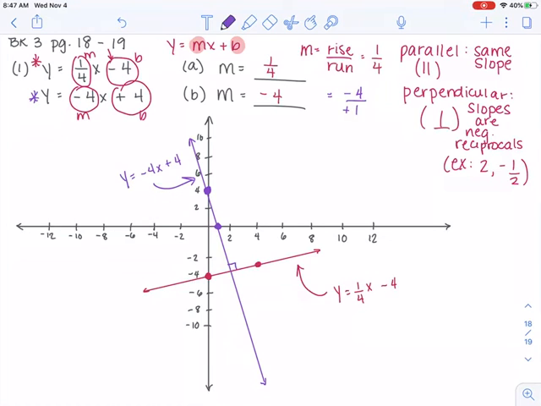So you plot your y-intercept, then you use your rise over run to find the second point, and then you connect the lines. Don't forget to label it so I know which one is which. Keep in mind some will be parallel, some will be perpendicular, and some will just be intersecting lines. Alrighty, I hope this helps.